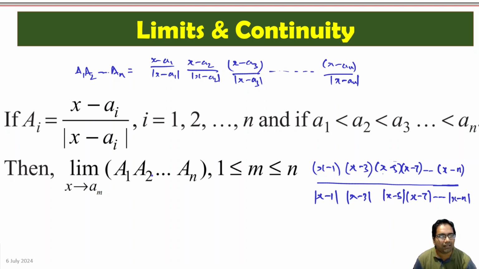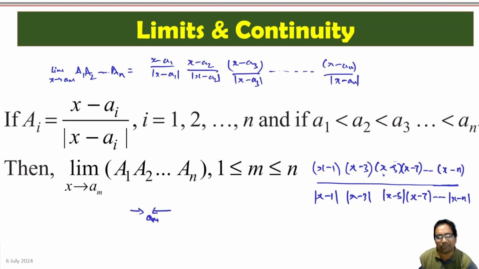So this limit looks something like this. Capital A1 is (x minus a1) by absolute value of (x minus a1). Capital A2 is (x minus a2) by absolute value of (x minus a2). Likewise, till An, which is (x minus an) by absolute value of (x minus an). Now, the limit when x tends to am. That means we can approach am from the left hand side or from the right hand side.